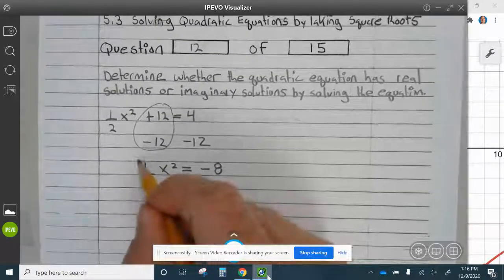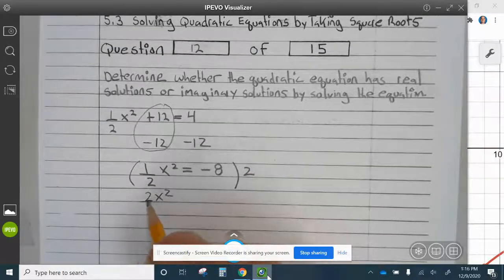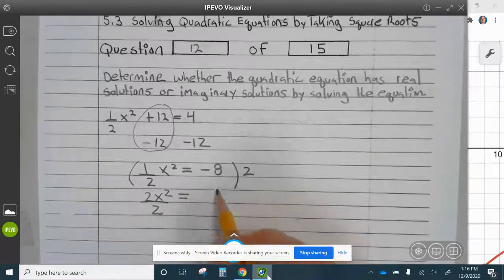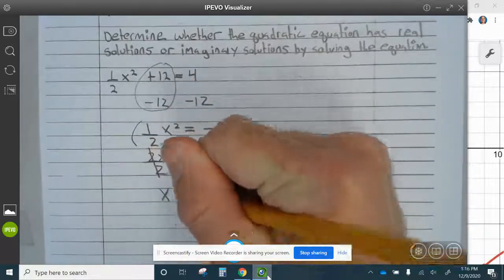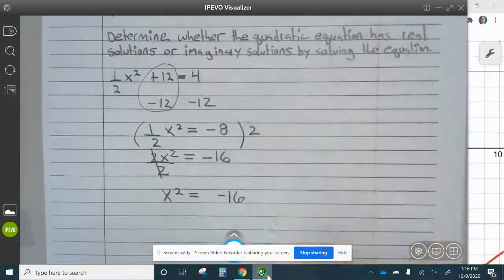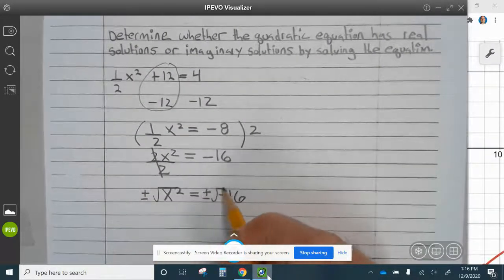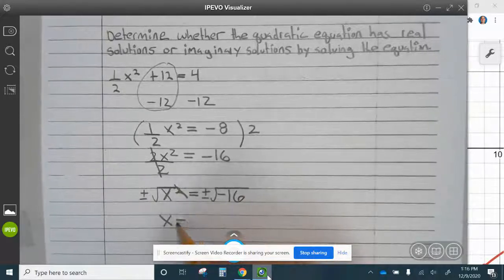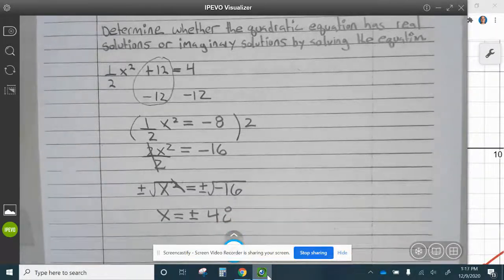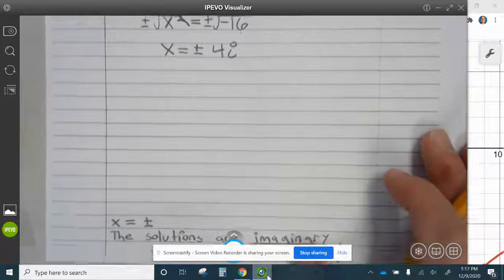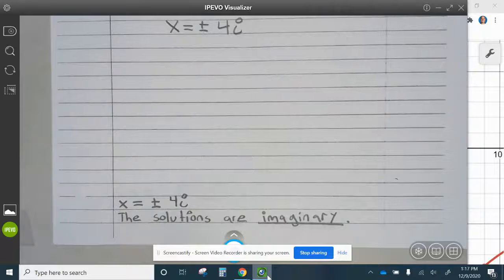Now we need to get rid of the fraction, so we're going to multiply everything by 2. So 2 times 1/2 is 2x squared divided by 2 equals negative 8 times 2 is negative 16. This divides and becomes 1, so you have x squared equals negative 16. Take the square root plus or minus of both sides. That cancels. x equals plus or minus the square root of negative 16, which is 4i. So x equals plus or minus 4i. Because it has i, the solutions are imaginary.